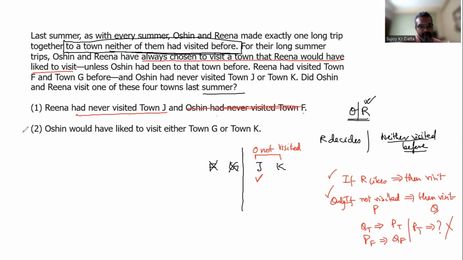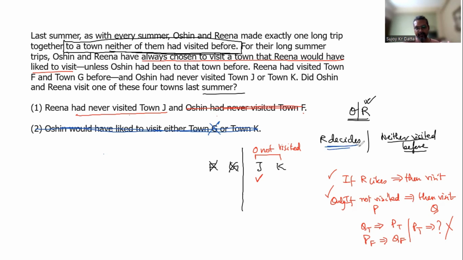Let's look at statement two. O would have liked to visit G or K. Now, whether O likes to visit G or K or not is irrelevant because O's decision-making capacity is not there. Whoever decides is basically R. The only condition was O should not have visited those two cities. We already know that O has not visited K, O has not visited J. G is anyways out of contention because we already eliminated it. O liking or not liking K has no role to play in this decision. So statement 2 is basically completely irrelevant information because decision making is with R.